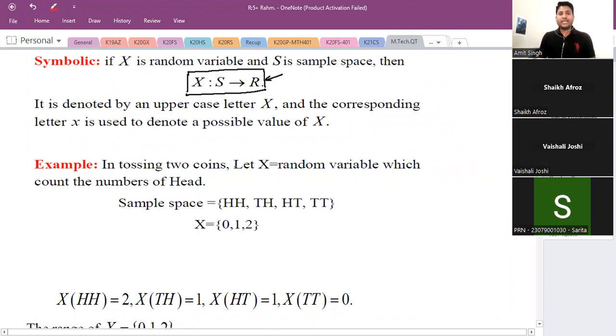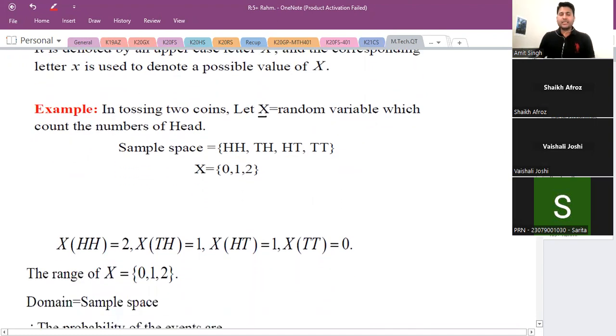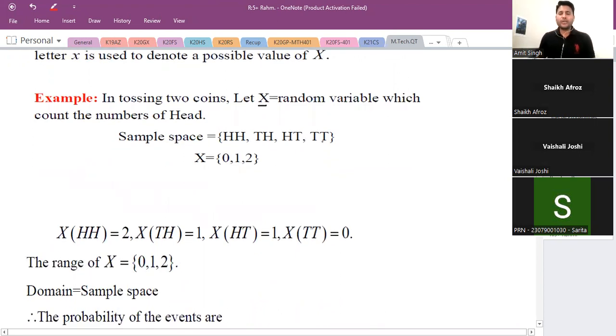Suppose I am taking a simple example. We are tossing two coins. Two coins are tossed simultaneously, and we are taking X as the random variable. When we do the tosses, what will be the output? The output may be either head or tail. Since we are tossing two coins simultaneously, the sample space will be head-head, head-tail, tail-head, tail-tail. So this is the sample space.